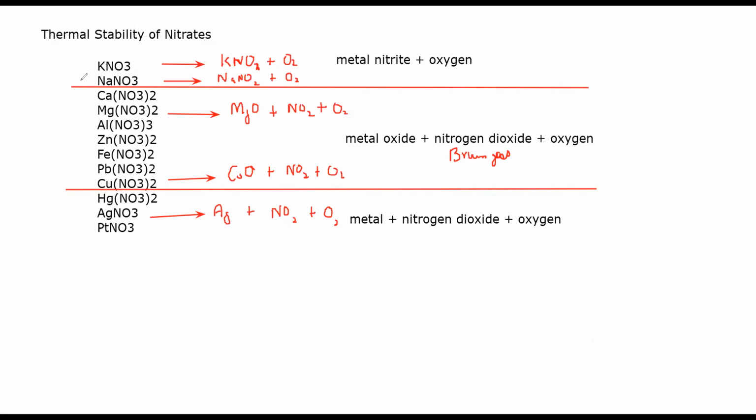Which compound do you think will decompose at a very high temperature? Potassium nitrate or platinum nitrate? Yeah, because for a more reactive metal, their compounds are stable. So this will decompose at a very high temperature. You need a greater amount of heat energy to decompose. At a relatively low temperature, you can decompose this compound.